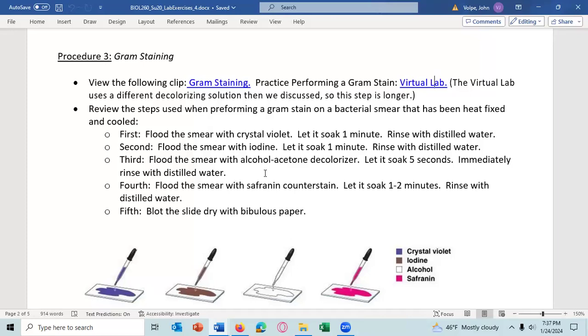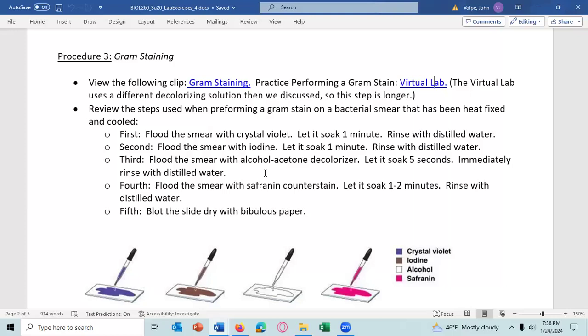And once you have added the decolorizer and nothing is dripping, meaning no color is dripping out of the slide, then you can assume that it's been done correctly, and the decolorizer has removed the crystal violet from the cells it should remove it from, meaning the gram negative, but not removed it from the gram positive, the cells it should not remove the crystal violet iodine from.